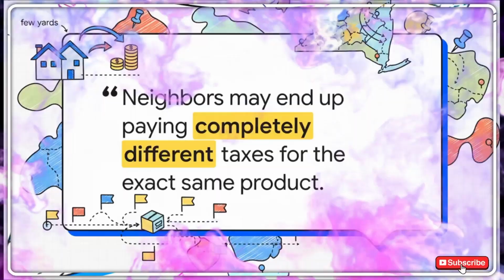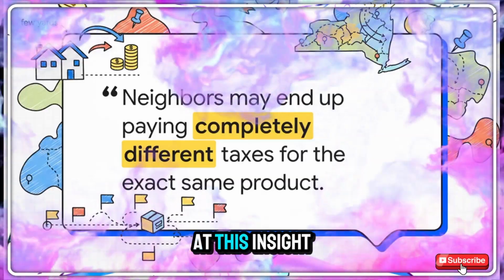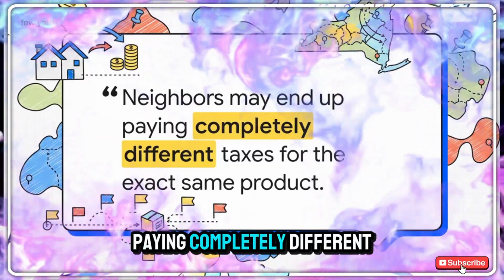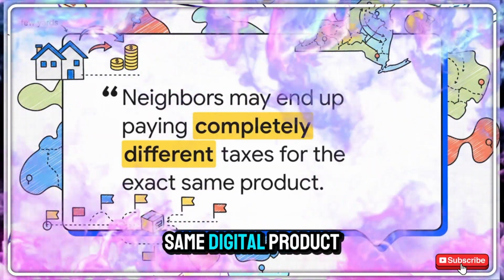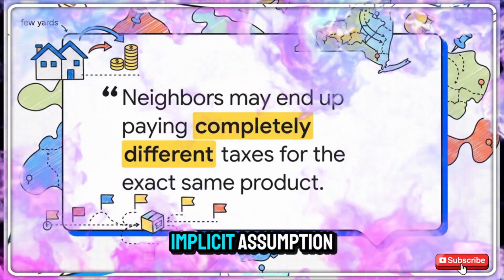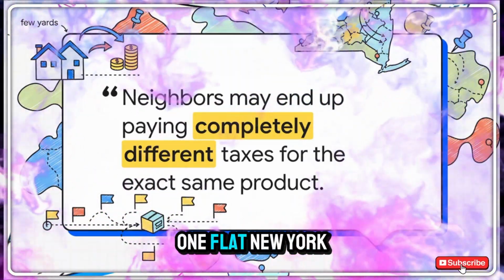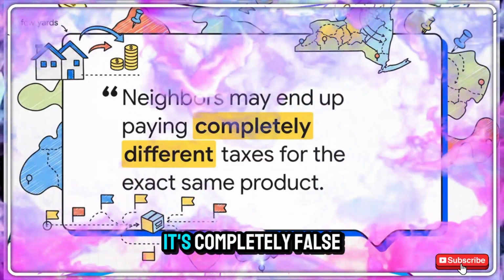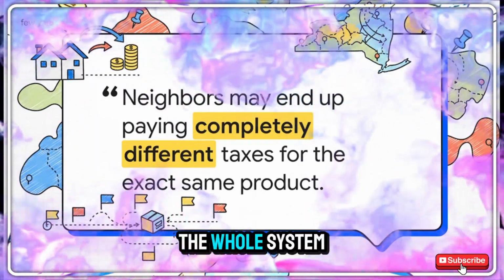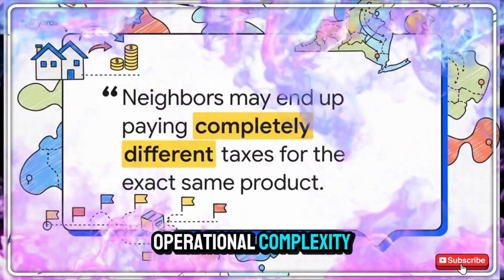Let's kick things off with Section 1, the US tax labyrinth, and really look at that foundational volatility. The defining feature of this labyrinth is hyper-localization. Look at this insight from the report. 2 neighbors living just a few yards apart might end up paying completely different taxes for the exact same digital product. It's crazy, right? A huge and super dangerous implicit assumption is that if you sell to someone in New York State, you just charge one flat New York tax. Actually, scratch that. It's completely false. The exact street address determines the jurisdiction. The whole system is built around these invisible boundaries that dictate massive operational complexity.